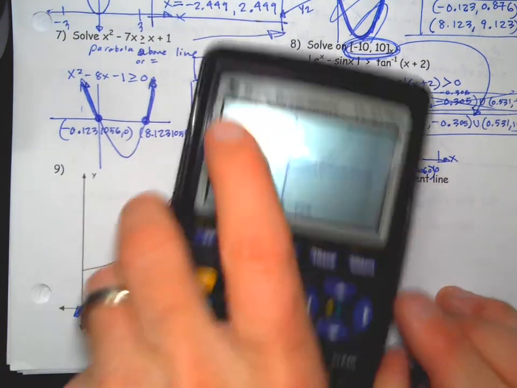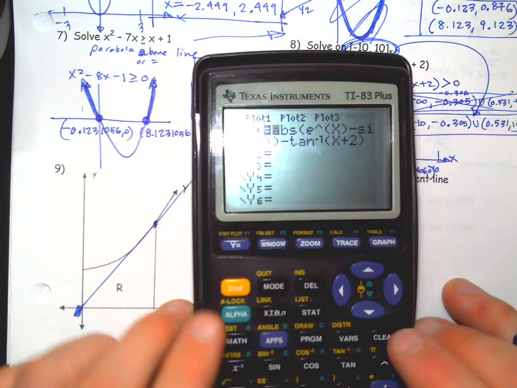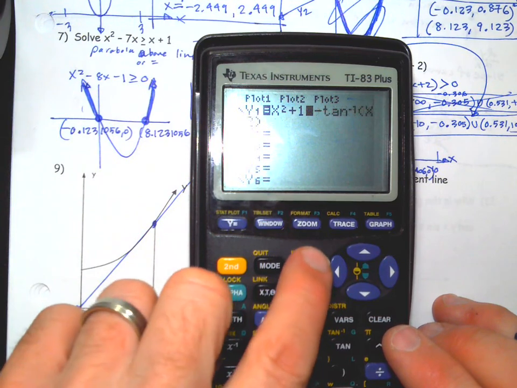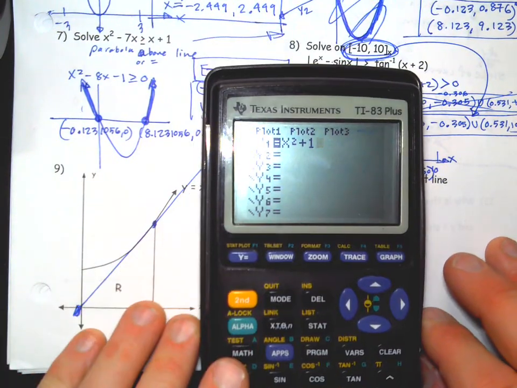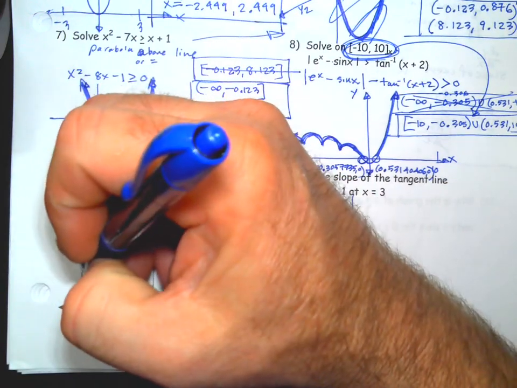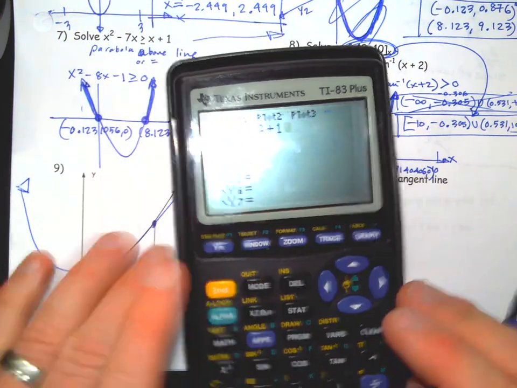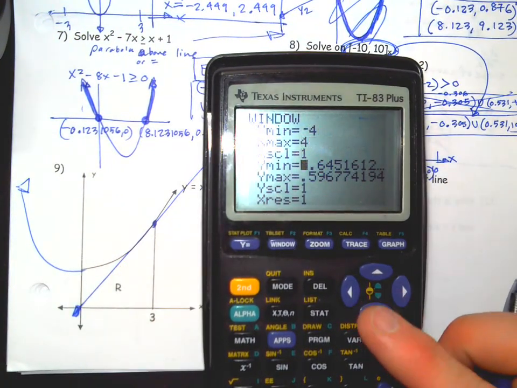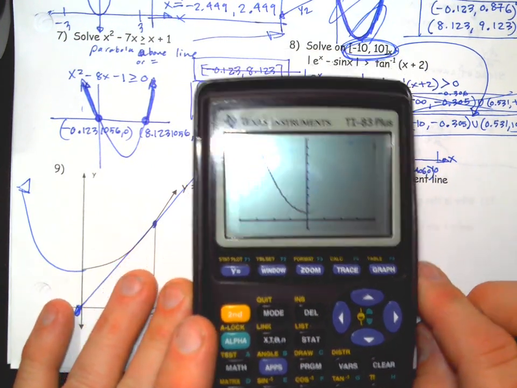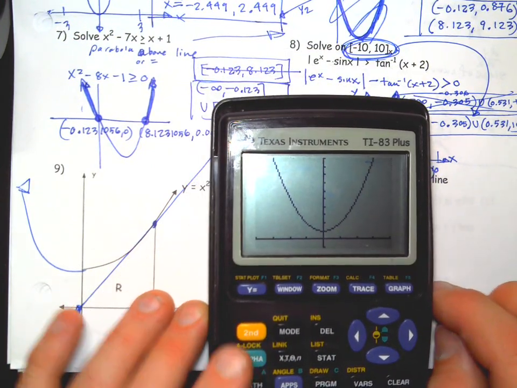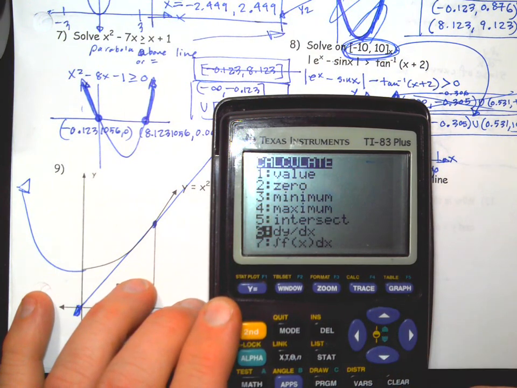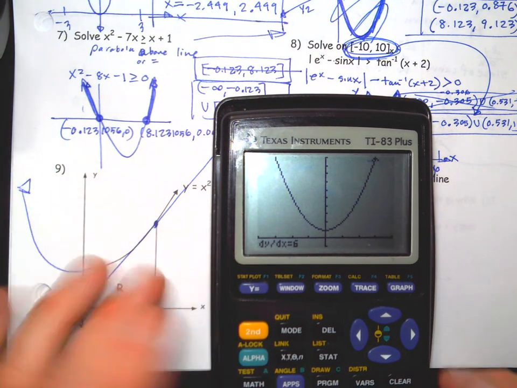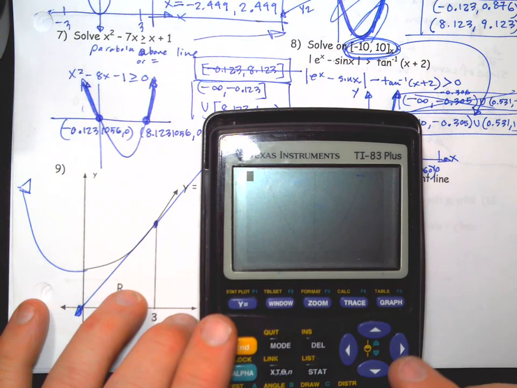Or let's go ahead and put this equation into our calculator. So it's x squared plus 1. It should be a parabola opening up, shifted up 1. We could go window. We could say -4 to 4, -1 to 10. That looks pretty good. Then we could just say second calc, number 6, dy/dx. That's a derivative. At x equals 3. Same answer.